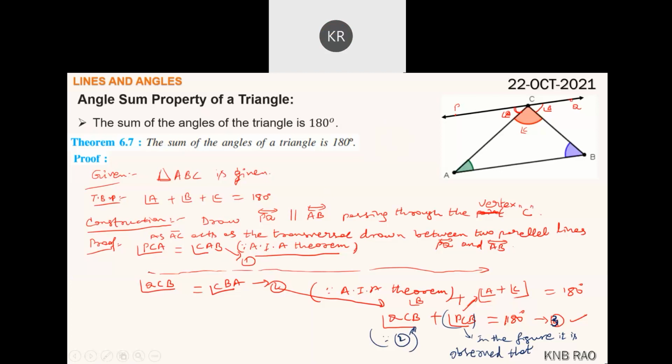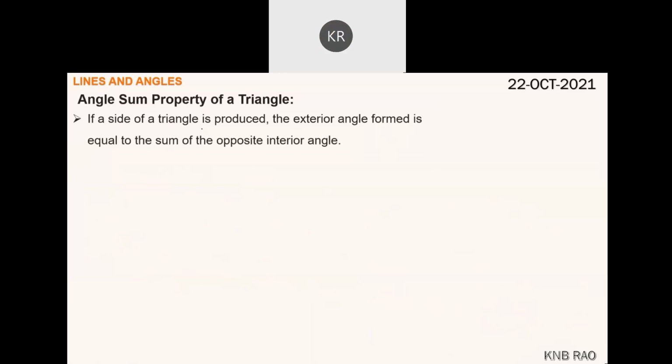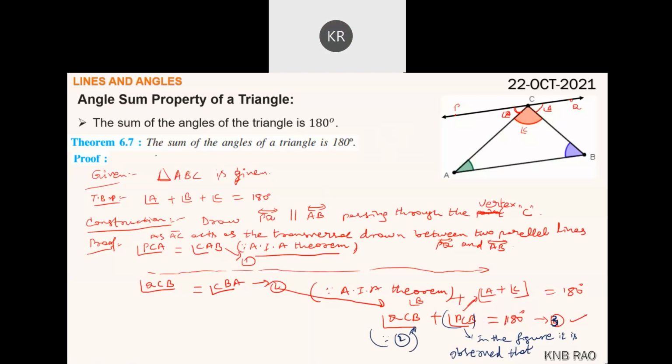Let's see. If a side of a triangle is produced, sorry, children, I'm sorry. There is no converse for this. Converse is not 6.7. Converse of 6.7, I think we don't have at all. We cannot go for proving it at all.